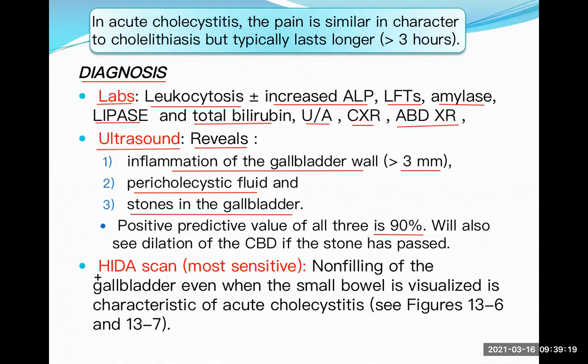Now, another important test which is asked in the exam, or in the MCQ exam actually, is the HIDA scan. This HIDA is a radioisotope material, so let me explain the principle here first. Why we go for this test, why it is written most sensitive here. In case of inflammation of the gallbladder, there is non-filling of the gallbladder even when the small bowel is visualized, which is a characteristic point of acute cholecystitis. It is very easily explained with the help of these pictures.